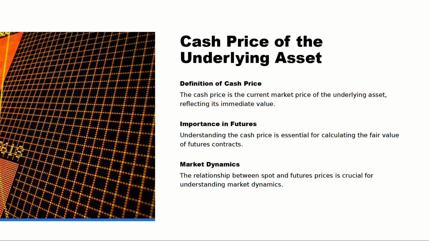Cash price of the underlying assets. Definition of cash price. The cash price is the current market price of the underlying asset, reflecting its immediate value. Importance of futures. Understanding the cash price is essential for calculating the fair value of futures contracts. Market dynamics. The relationship between spot and futures prices is crucial for understanding market dynamics.